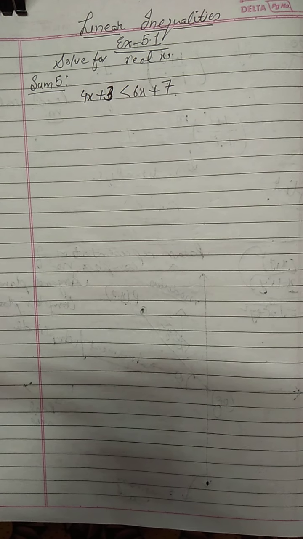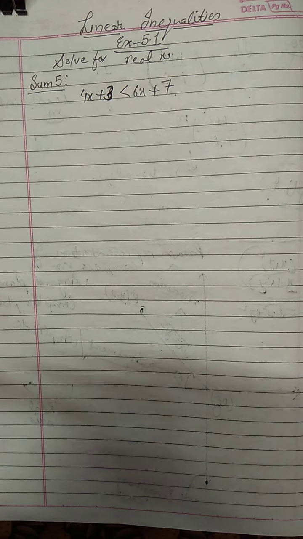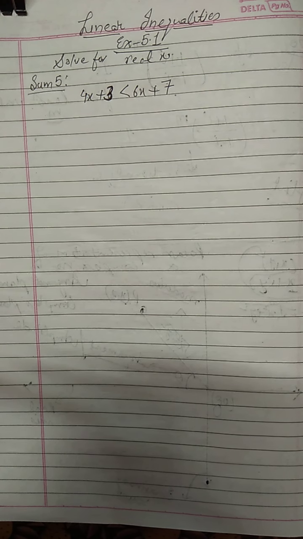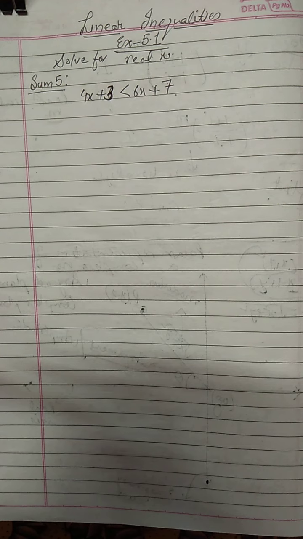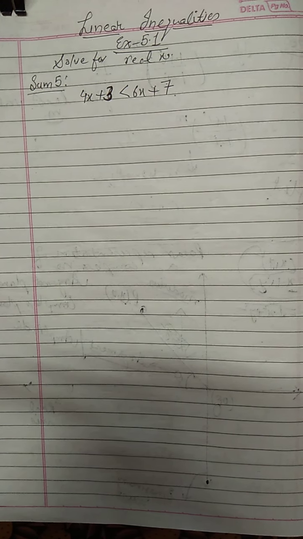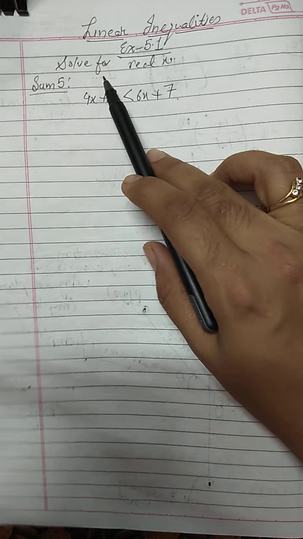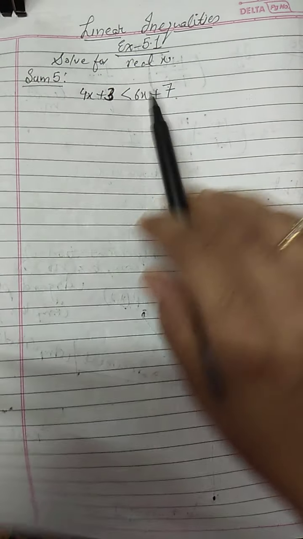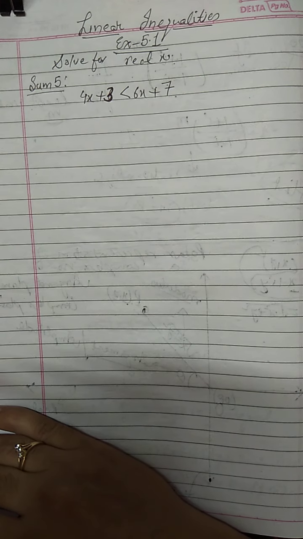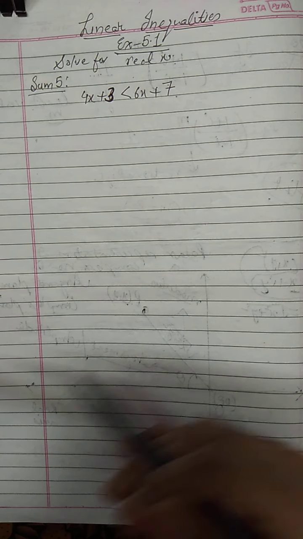Good morning, students. Today we will continue with our chapter Linear Inequalities. In my previous class, I gave you the introduction to the chapter and we discussed the first three sums as well. Now we will start with sum number 5 till sum number 16. The heading is we have to solve these linear inequalities for all real x. That means our solution will be for now set of real numbers only.